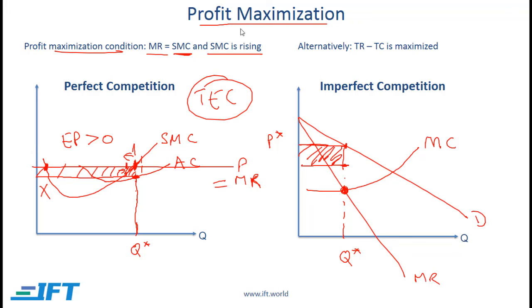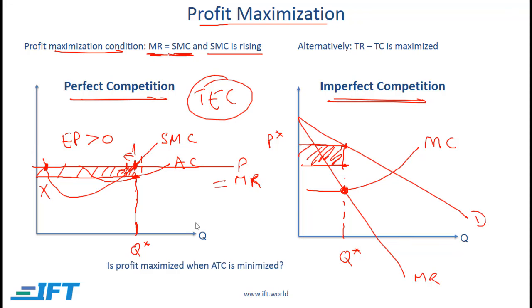So again, I want to emphasize that profit maximization happens when the marginal revenue is equal to the short run marginal cost and the short run marginal cost is rising. And this condition applies whether or not we have perfect competition.